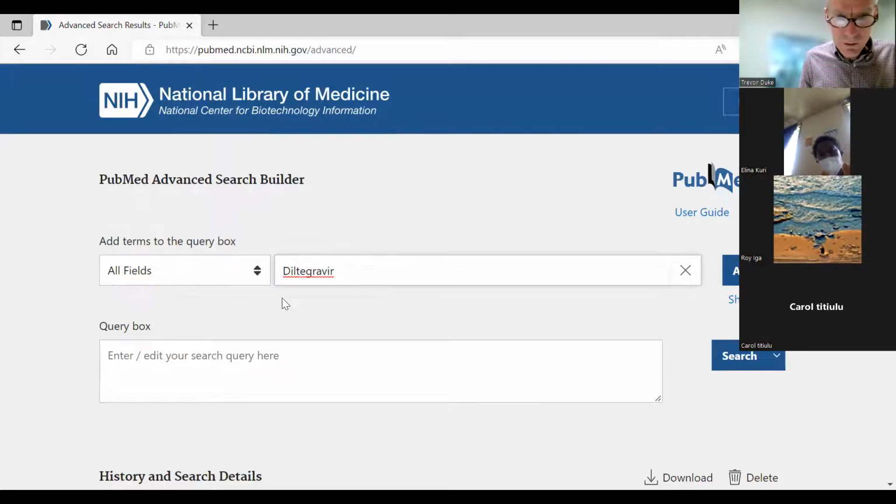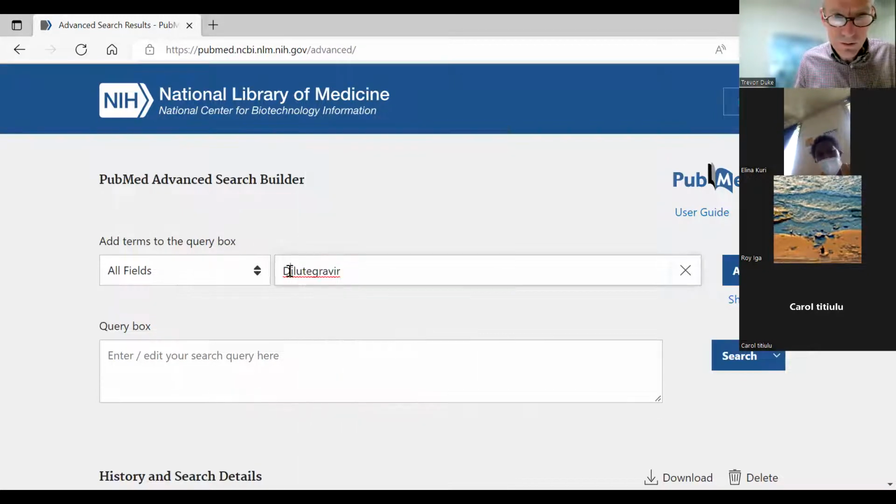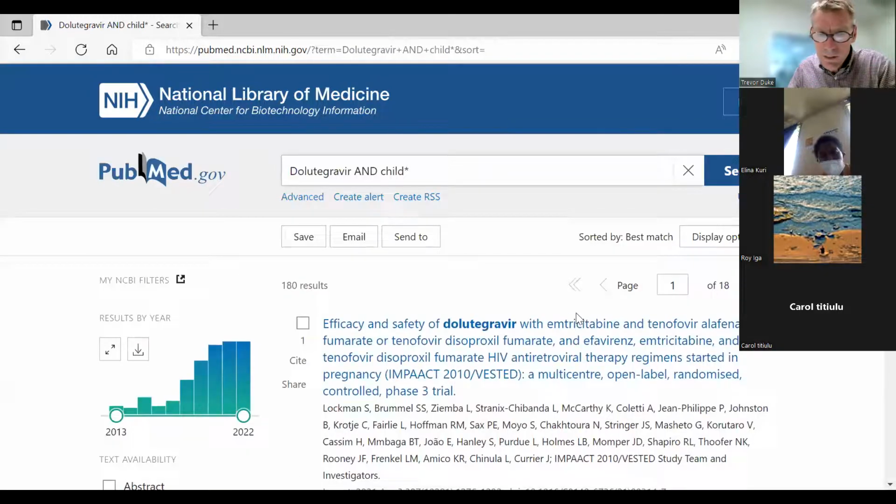That came up with a lot of papers. Dolutegravir. See if we can get that spelling right. Dolutegravir. We'll just see how many of these there are. Okay. That's a bit more manageable.